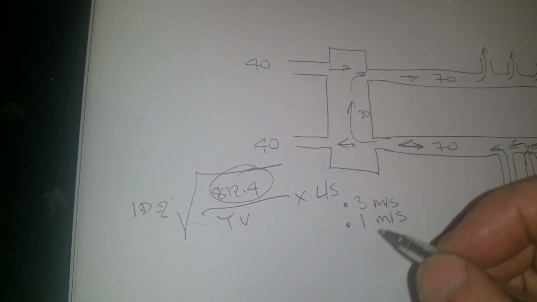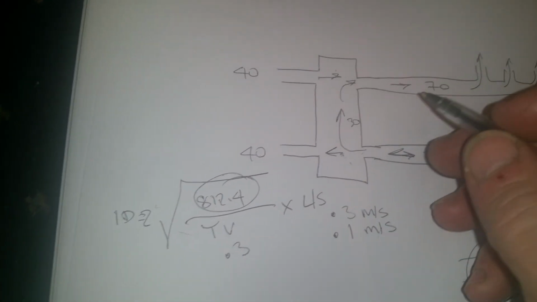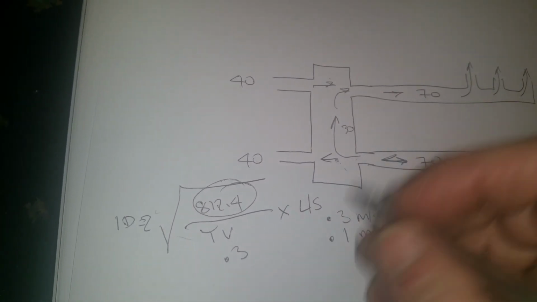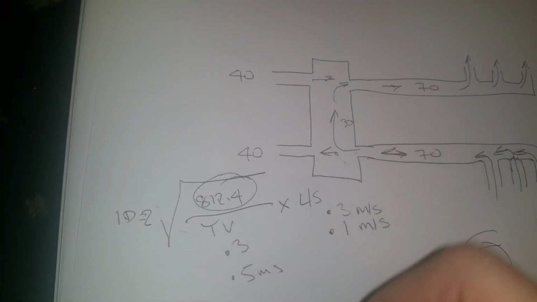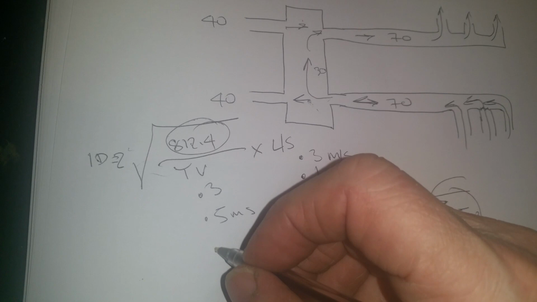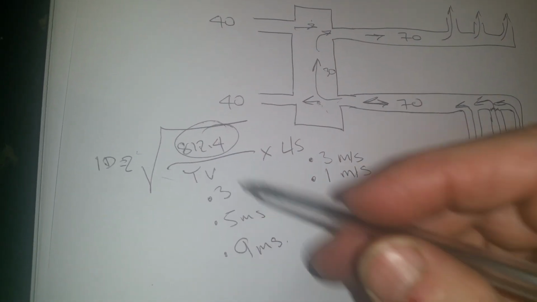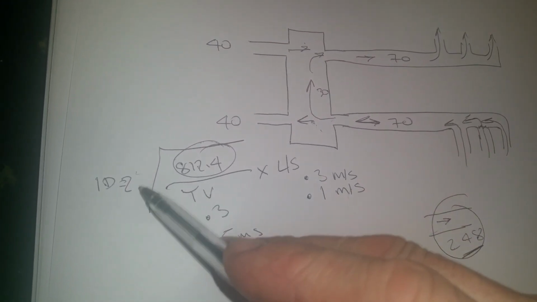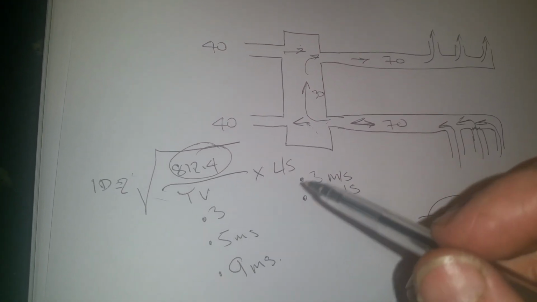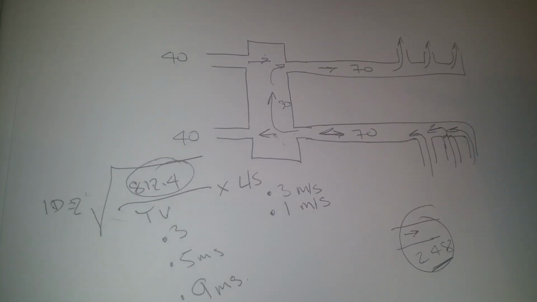Target velocity for our header, 0.3 meters per second. Target velocity for a distribution header is 0.5 meters per second, and target velocity for a heating main pipe is 0.9 meters per second. So if you know these little bits of information, you use this formula, you can come up with the answer. So we'll clarify that one a bit later for you.